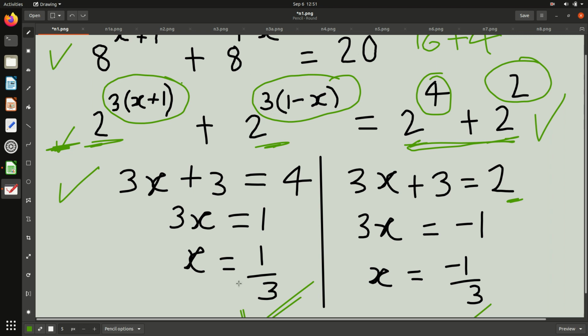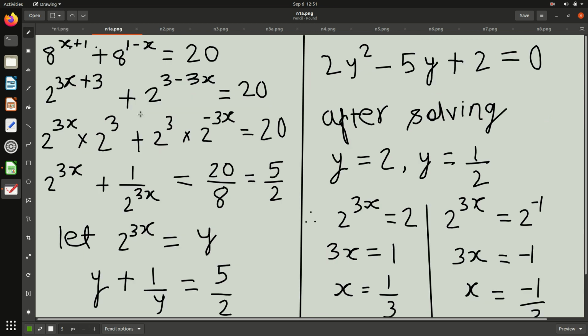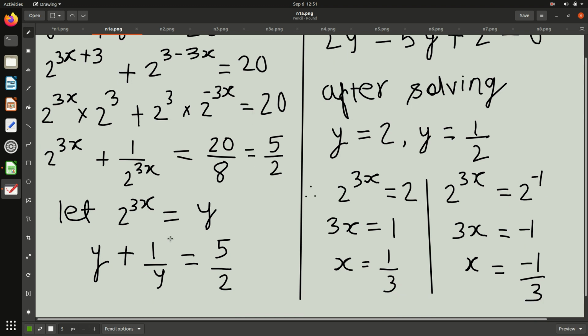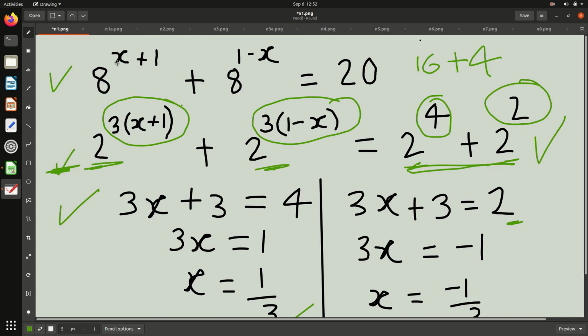Okay, so in this way we got the values 1 by 3 and minus 1 by 3. Now see the lengthy method, which is the usual method if you want to do it step by step. In this case also we have done the same thing, but here there will be one quadratic equation. You can go through this. It is also simple, but it will take a bit of time, and since we have to save our time, we will use this shortcut.